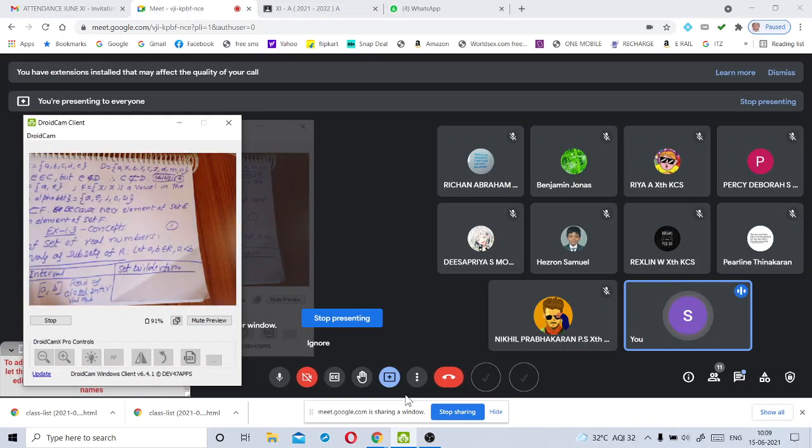This is nothing but the set of all x such that x belongs to R, A is less than or equal to x, x is less than or equal to B. We take all the real numbers between A and B. This means the set of all real numbers between the numbers A and B, including these endpoints also. Okay.